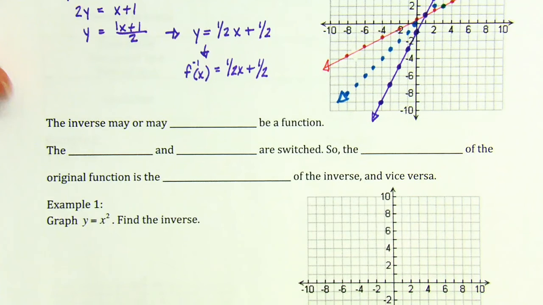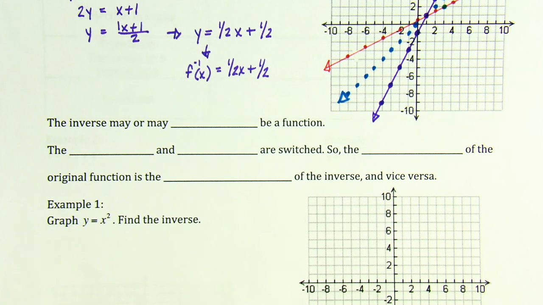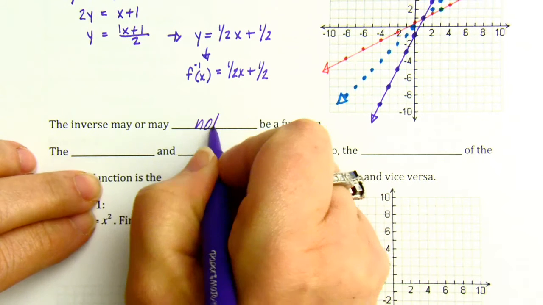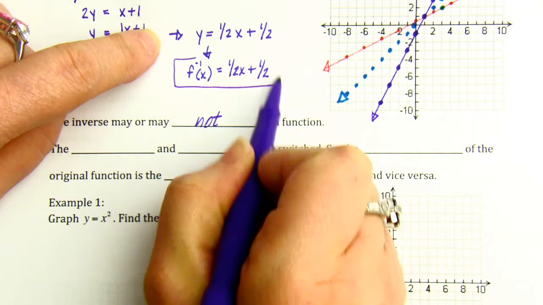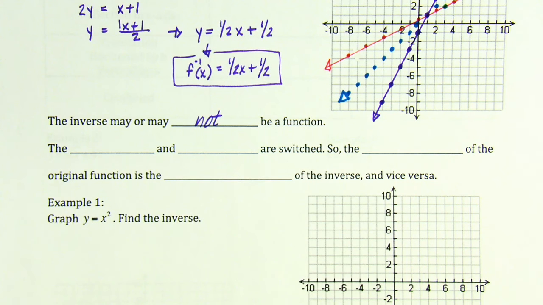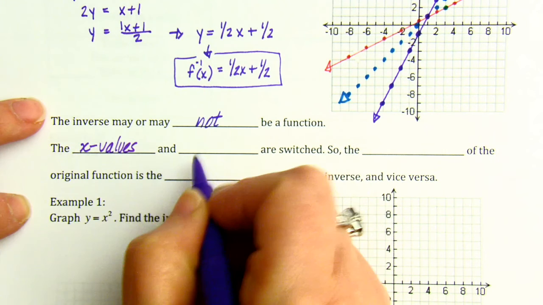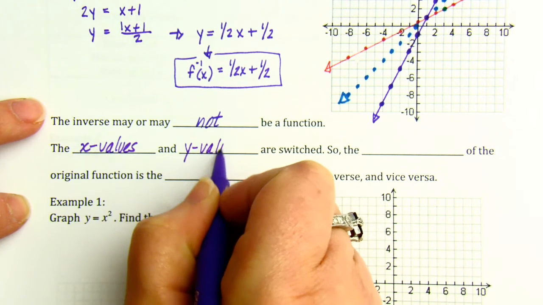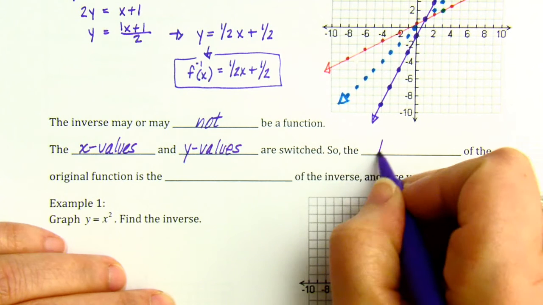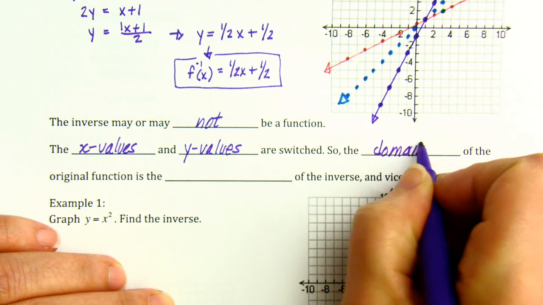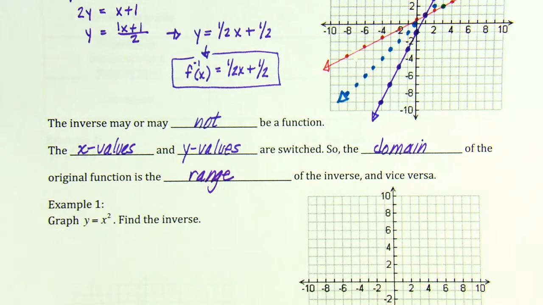All right. Again, here we're going to talk about that the inverse may or may not be a function. Okay, this one happened to be a function, so we used inverse function notation. The x values and y values are switched with functions and their inverses. So the domain of the original function is the range of the inverse and vice versa.